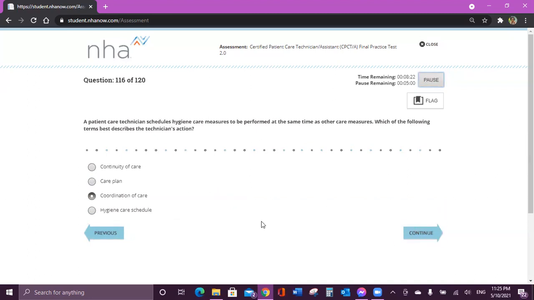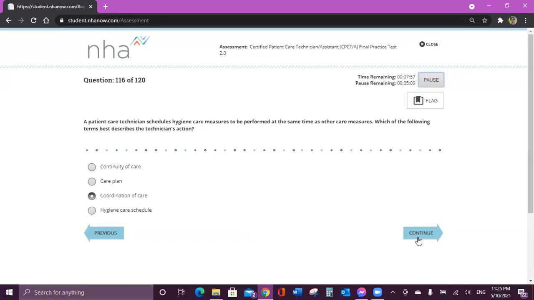A patient care technician schedules hygienic care measures to be performed at the same time as other care measures. Which of the following terms best describes this action? Continuity of care plan, coordination of care. Is that right?